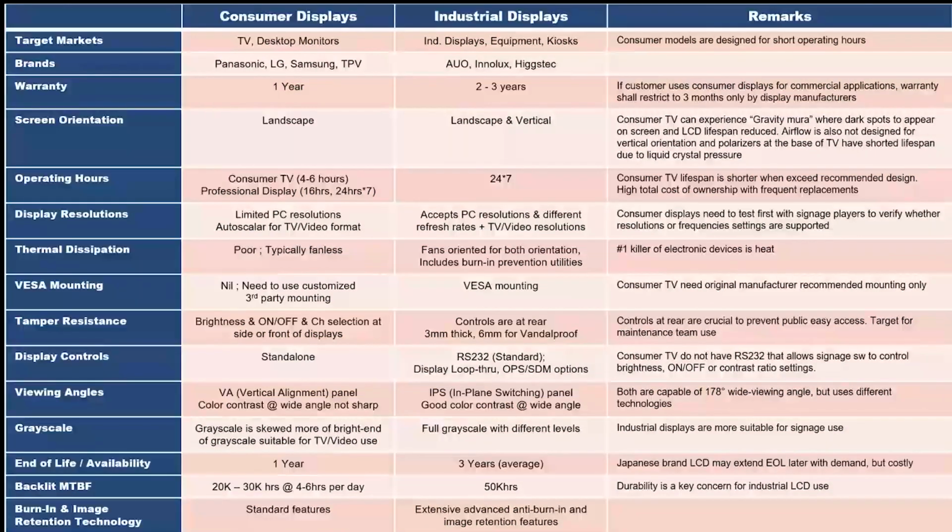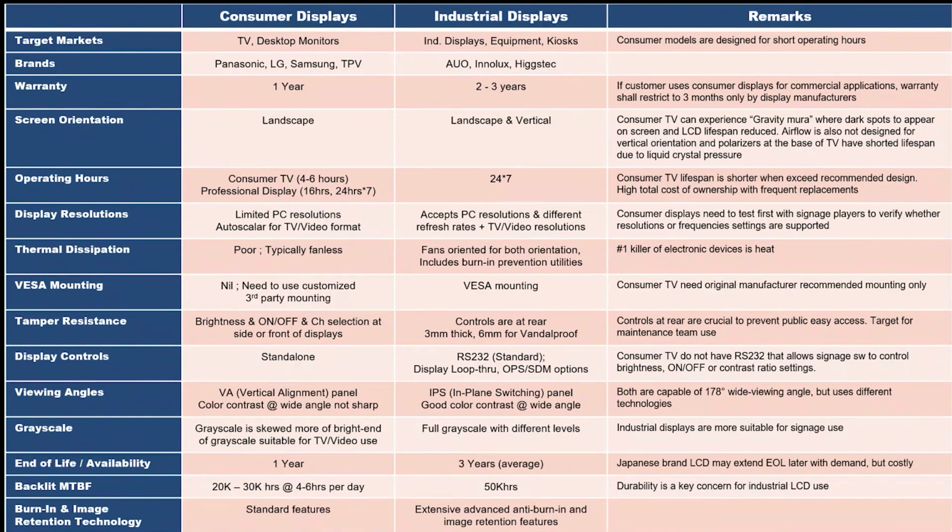First is consumer display. Then the second one is industrial display. Both types are engineered differently. Consumer displays are typically used in office and home settings, whereas industrial displays are used for specific purposes such as deploying in factory, kiosk, signage, and military, and many other applications. So here we have summarized the key differentiation in a comparison table that you can see here.